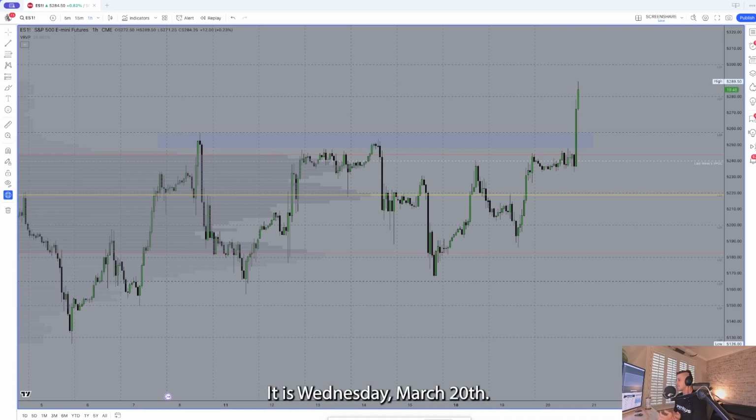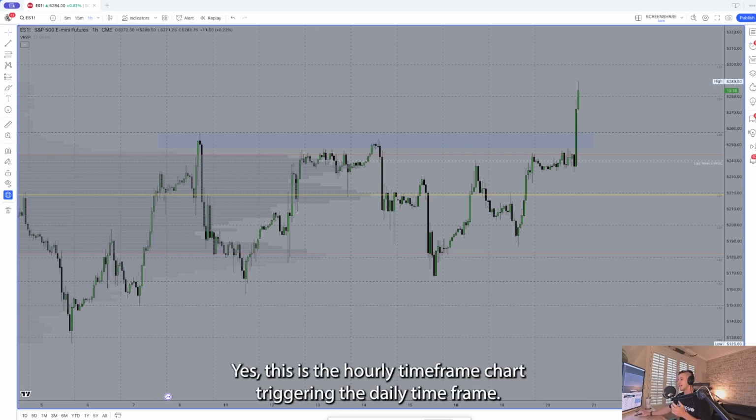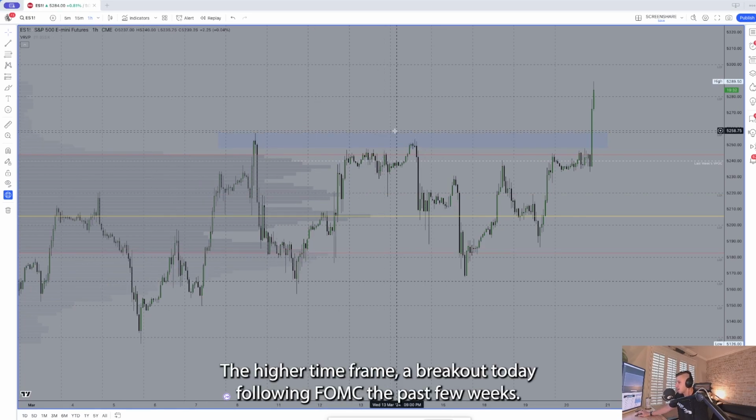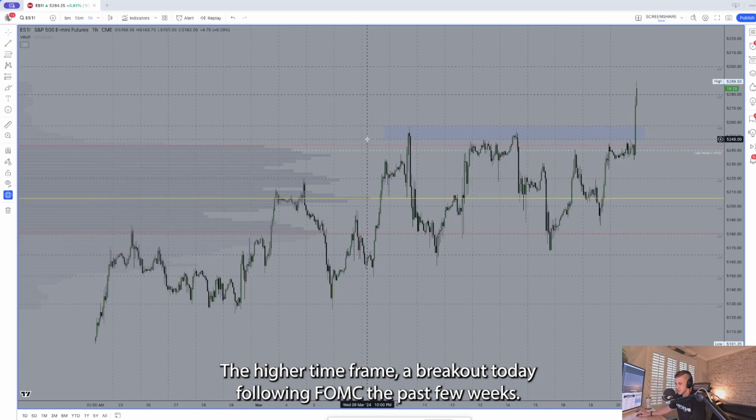It is Wednesday, March 20th. Pretty basic chart here in front of us. We're looking at ES. This is the hourly time frame chart triggering the daily time frame, the higher time frame breakout today following FOMC the past few weeks.